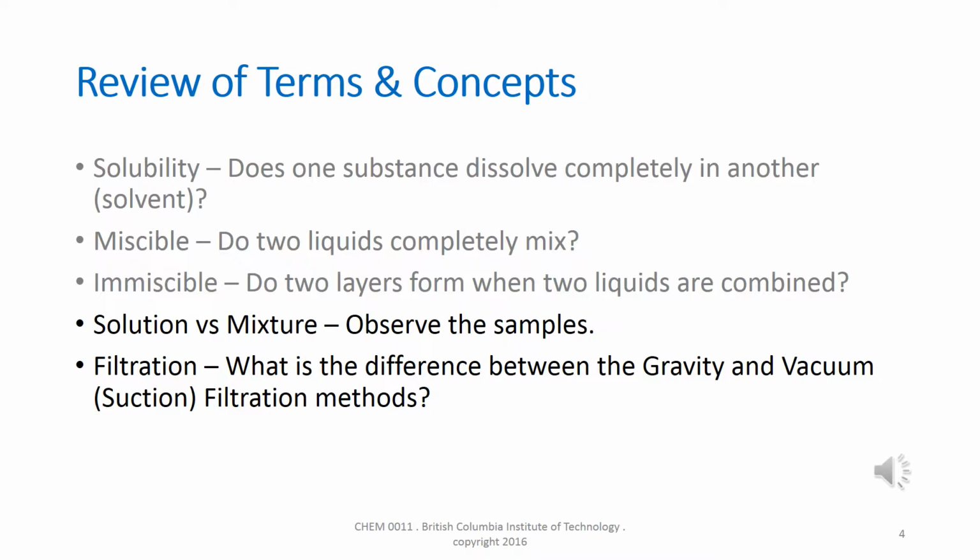A solution is a homogeneous mixture of two or more substances. A heterogeneous mixture has substances in two or more states. Filtration is a method to separate a heterogeneous mixture. In this lab, a filter paper acts as a physical barrier to collect the solid, while the liquid can be pulled through at different rates using gravity or suction.